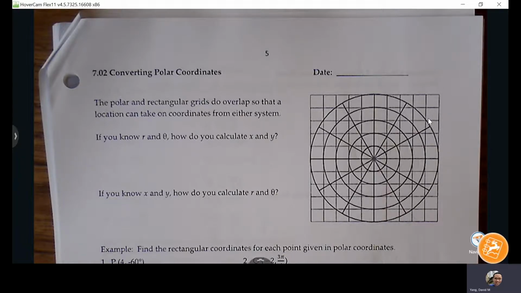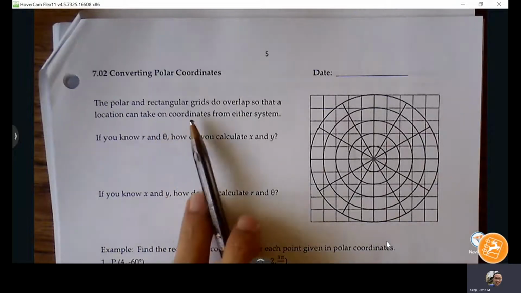Today, what we're doing is being able to convert from polar to rectangular coordinate system, and also from rectangular to polar. But the thing is, you're going to know how to do this already because of what we did with vectors. So today, it'll feel very familiar, and the steps that we're going to take, you're going to already know. Okay.